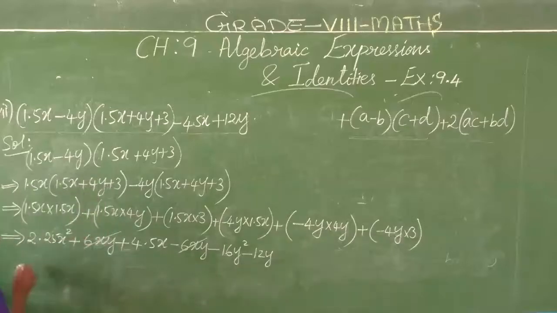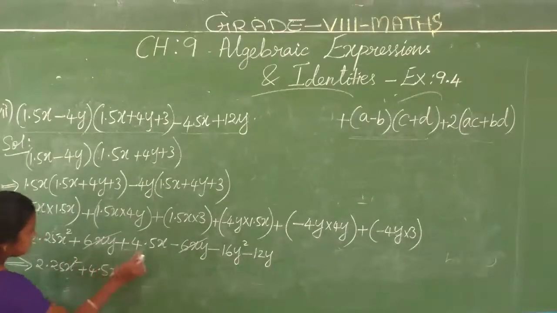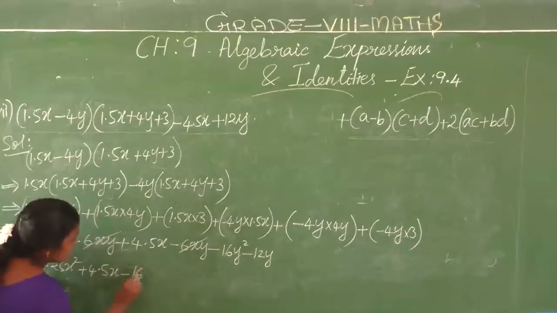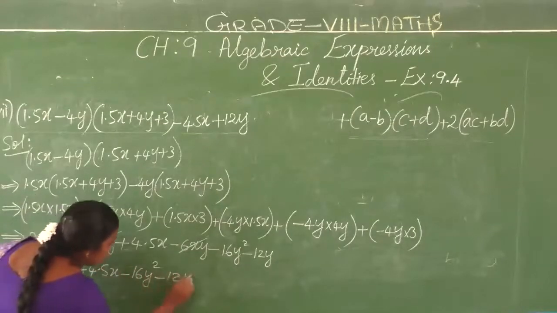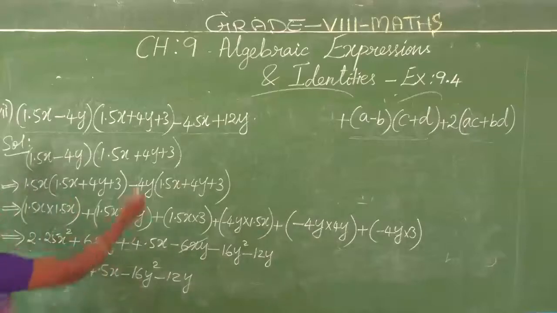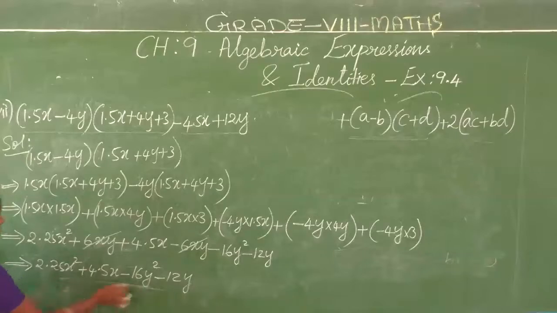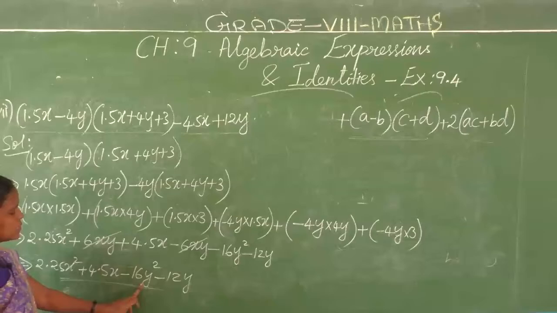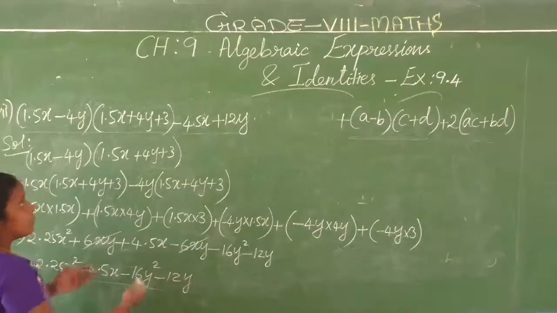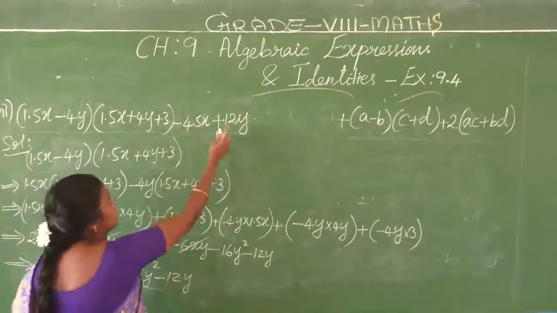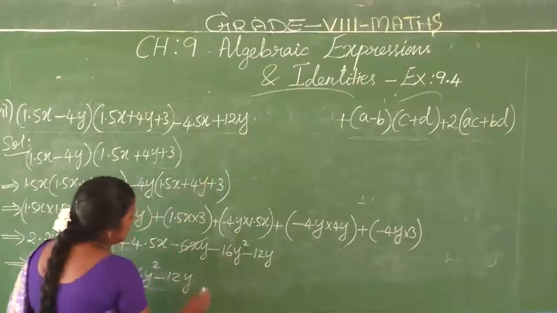So the remainder here is 2.25x square plus 4.5x minus 16y square minus 12y. Sum over? No, I have taken the product part only and then solved. My answer is this much: 2.25x square plus 4.5x minus 16y square minus 12y. The remainder I left, another two parts, so that I am going to add with this.